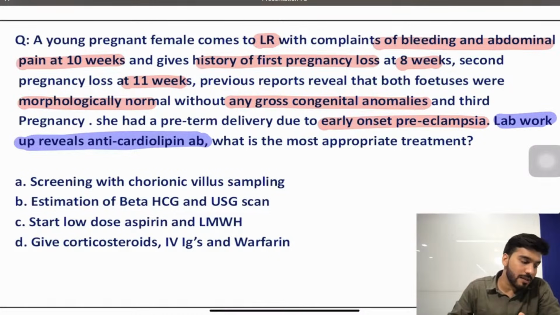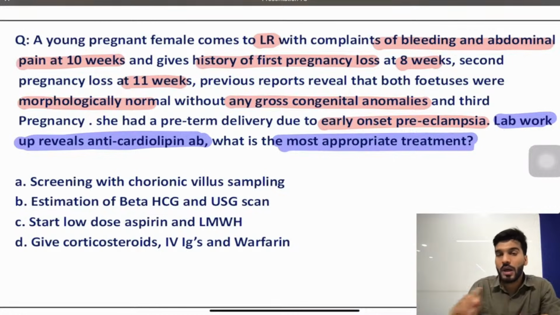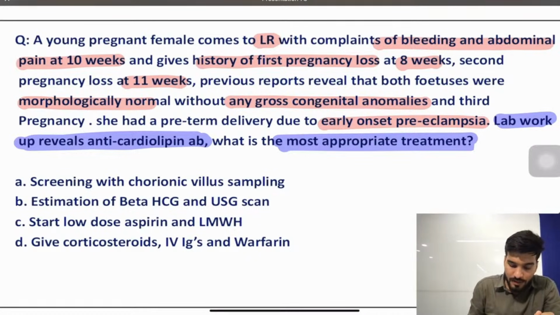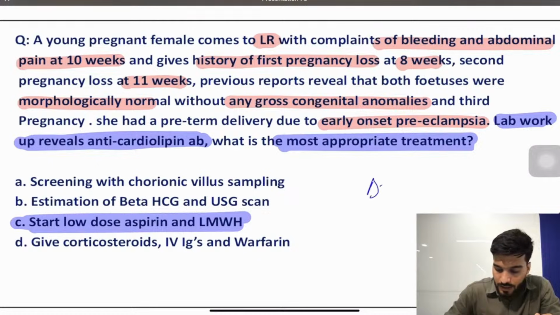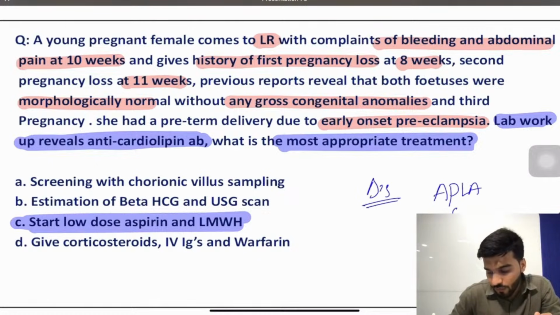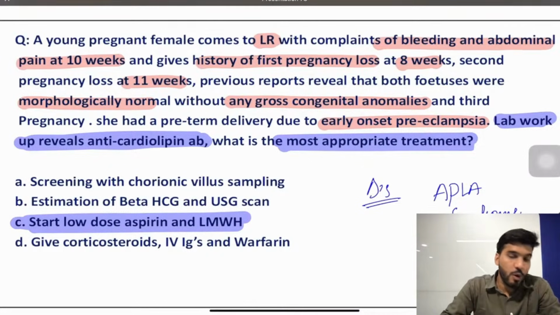When you see in the question that there is an anti-cardiolipin antibody, what will be your most appropriate treatment? I'll go with low dose aspirin and low molecular weight heparin. So what is your diagnosis? Our diagnosis is APLA, anti-phospholipid antibody syndrome.